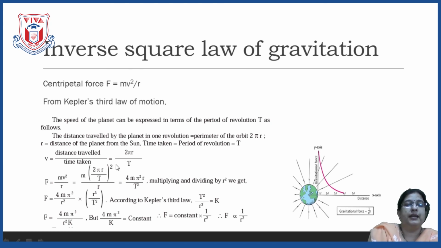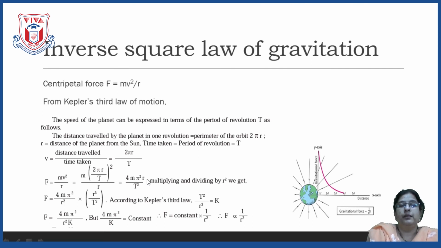So this r and this r get cancelled from here, so only 1 r remains. Now here, 4m pi square r upon square of t, that is t square. Now children, what you have to do? You have to multiply and divide this equation by r square.